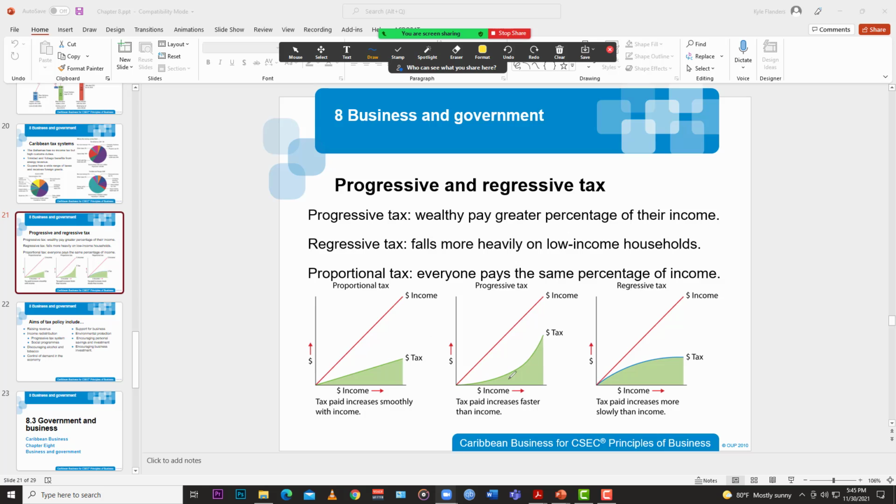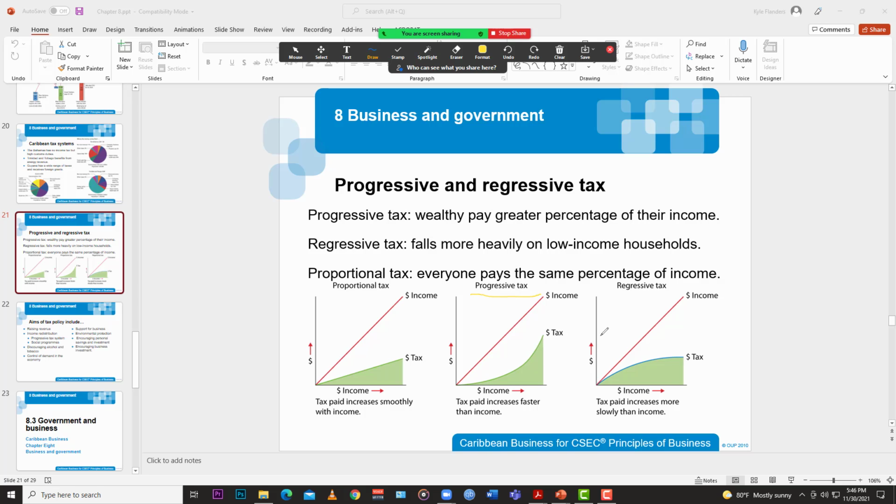As you can see from the diagram, the middle one represents the progressive tax system. This red line marks your income, and as your income goes up, so does the amount of tax that you're paying. Look at that, the tax just going up. So you, as a rich person, would be paying more taxes. The tax burden falls heavier on you in a progressive tax system.